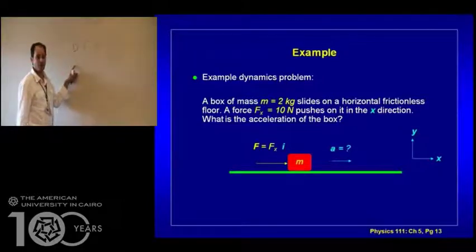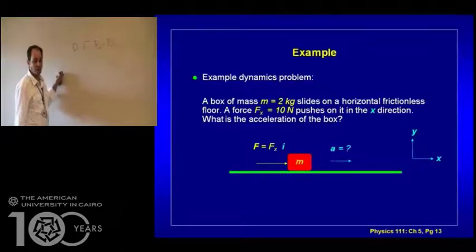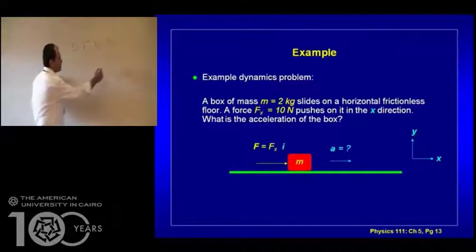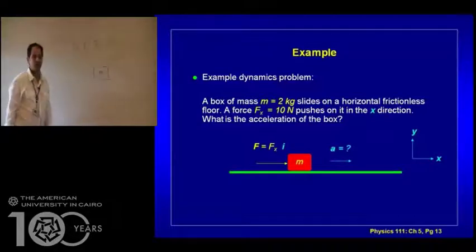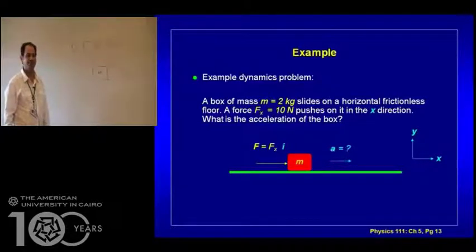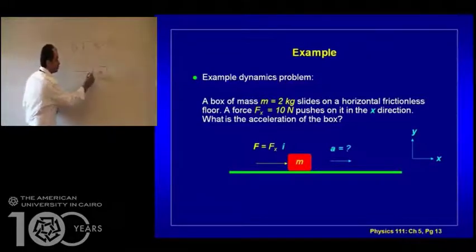Mai or Mariam, would you volunteer to tell me how I can draw this free body diagram? That's the object. So what else? What should we do? We should draw all the forces acting on that object. So that's the force Fx.